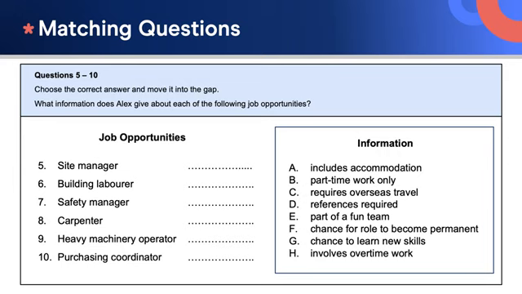Then you have a question. In this case, it asks, what information does Alex give about each of the following job opportunities? You can see a list of items on the left. These tend to be clearly identifiable things like names, places, activities, and so on. In this case, they're names of jobs. Then on the right, there's a list of answer options. These are usually descriptions, details, characteristics, or opinions. Here, it's details about the jobs.